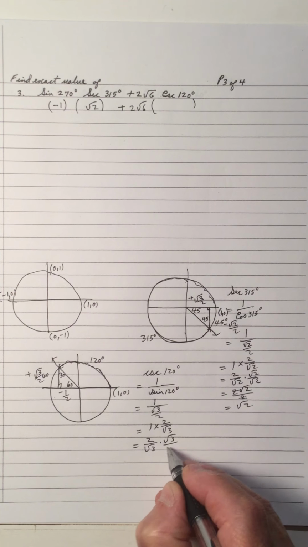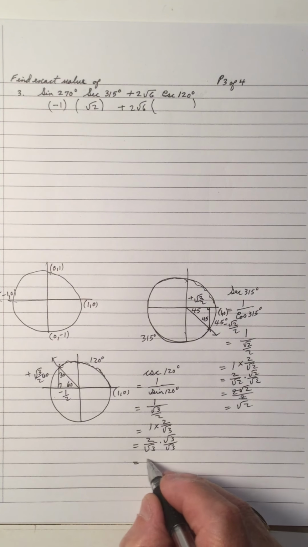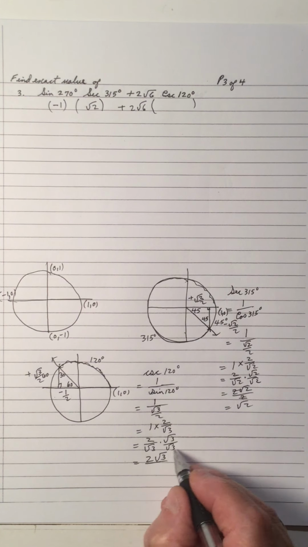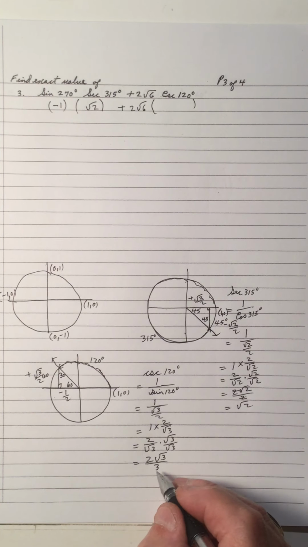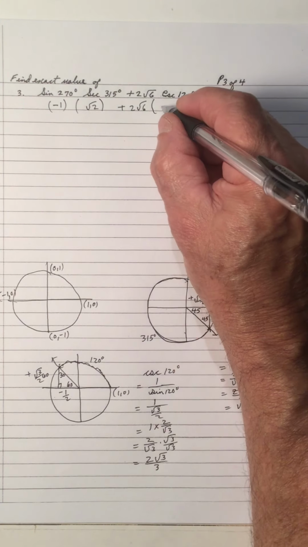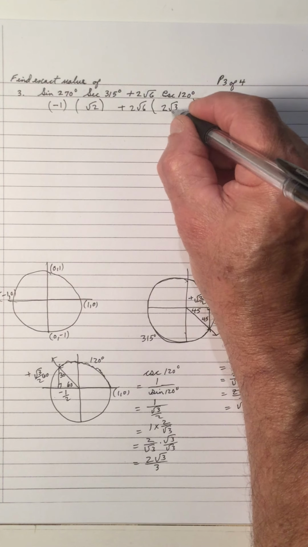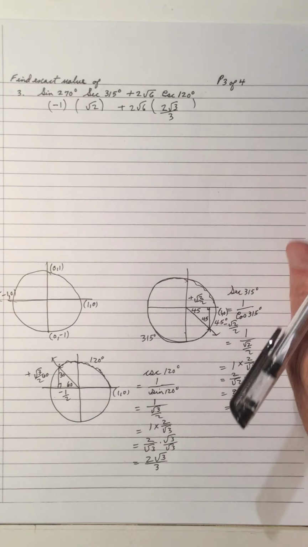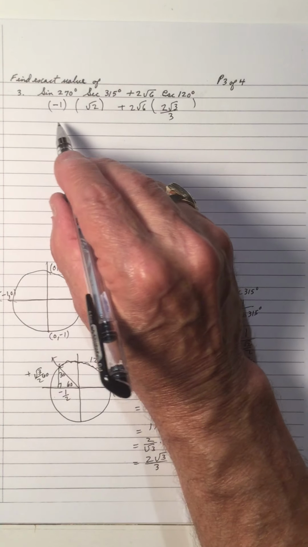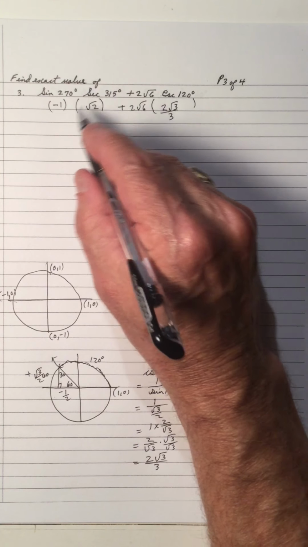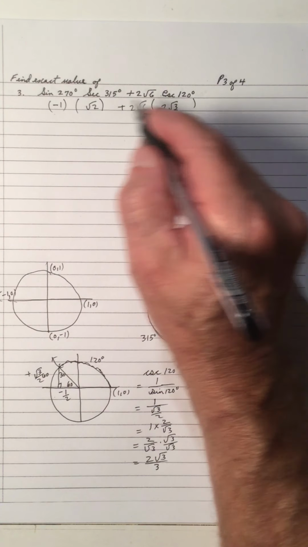Times root 3 over root 3. So that gives us 2 times root 3 is 2 root 3. Root 3 times root 3 is root 9, which is 3, or any square root multiplied by itself gives you the same number. So that's 2 root 3 over 3. Again, I fully simplified it. So let's multiply. We have all simplified inside the brackets, so we'll multiply these two and then these two.